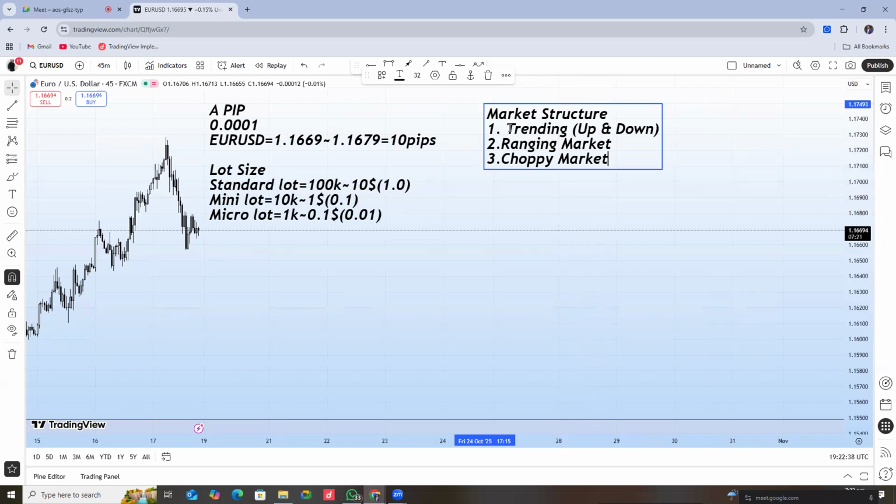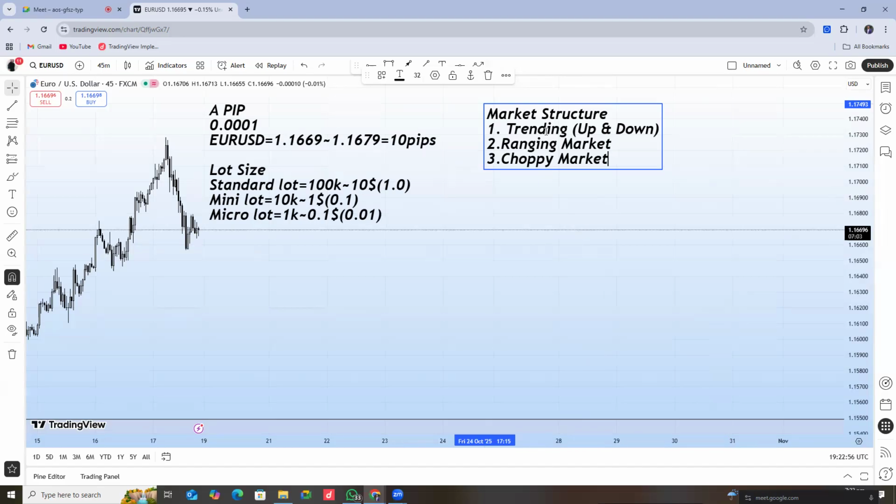So it's either the market is trending. If it is trending, it means it's either going up or going down. If it's not doing that, then it may be ranging. Ranging means that it is going up and down, following the same routine within a specified region.